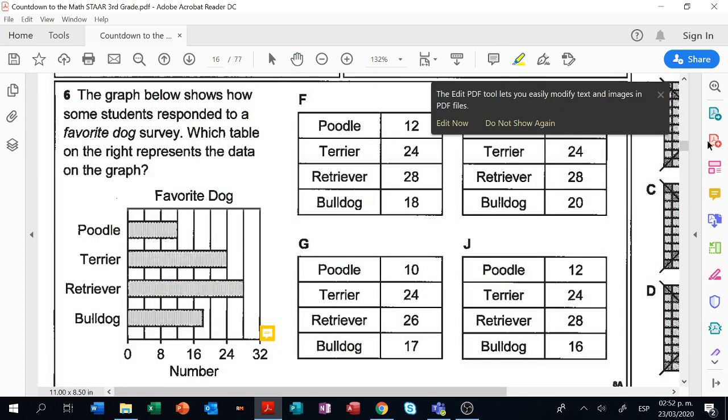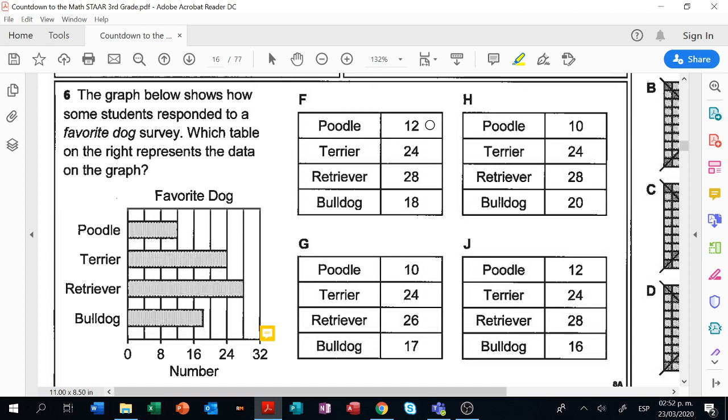Right here. Let me close this. So 12, that's correct. I put a bit of highlighter there. The terrier 24, that's correct. Okay. Retriever 28, that is correct too. And bulldog 18. Well, I think F might be the right answer. Let me put some highlighter here just to double check. Let's go for the next one, next letter.